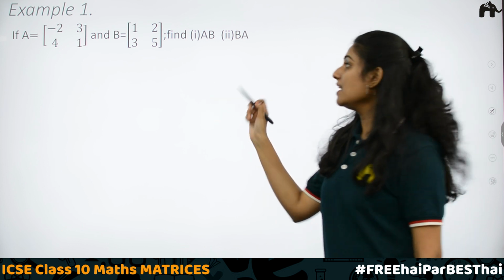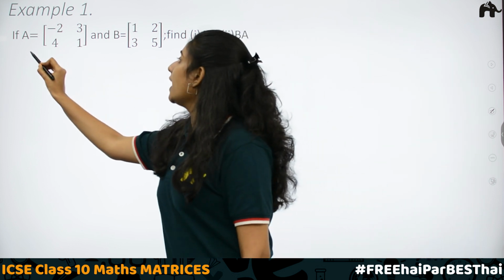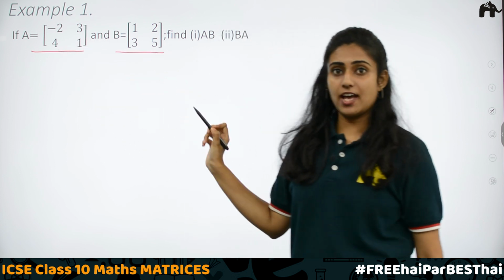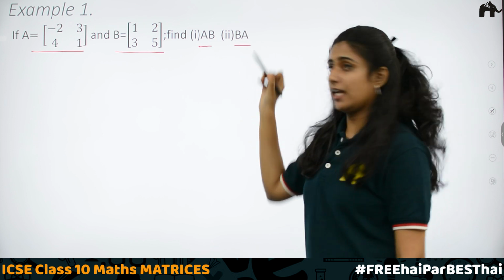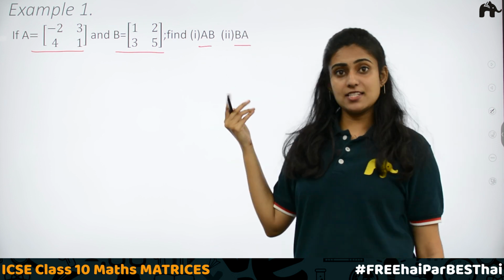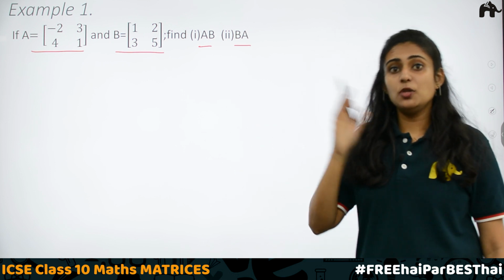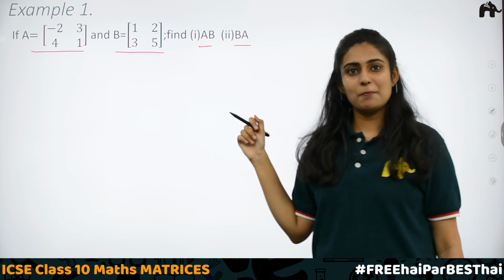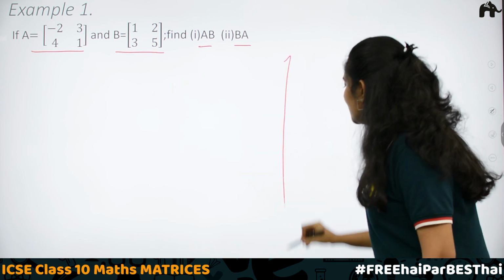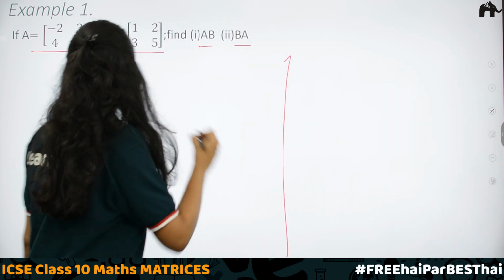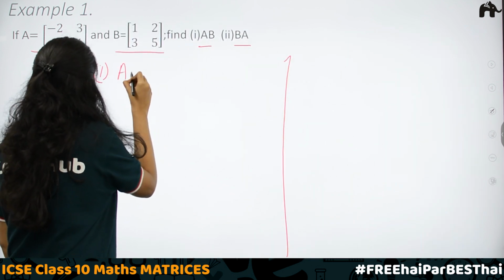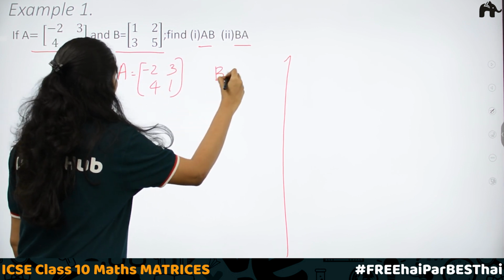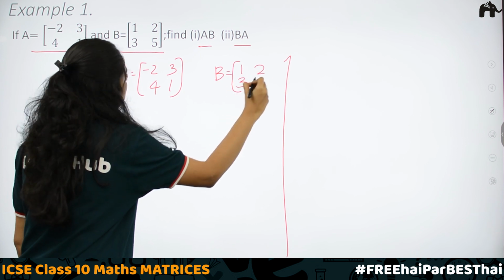Let us take an example. Here, if A is equal to minus 2, 3, 4, 1 and B is equal to 1, 2, 3, 5, find AB, BA. Let's see if AB and BA are same. We know if you are taking two numbers, 2 into 3 and 3 into 2, they are same. Let us see, is it applicable in the case of matrices? Okay, first we will find AB. We have A is equal to minus 2, 3, 4, 1 and B is equal to 1, 2, 3, 5.